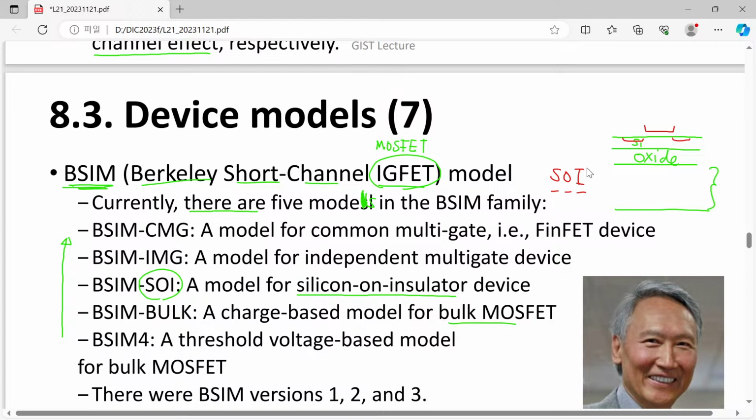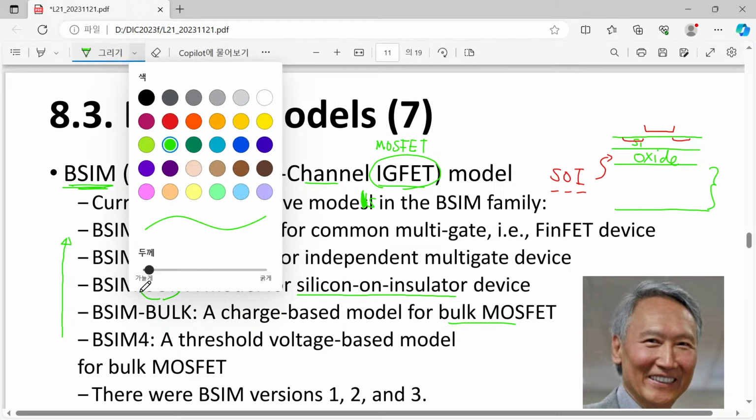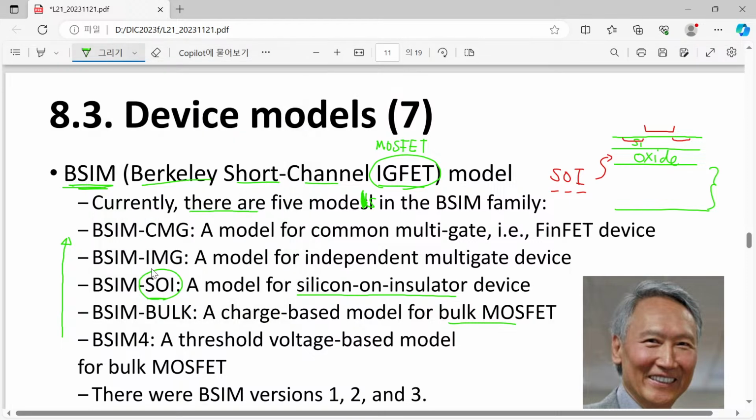The main advantages of this kind of device are that now we don't have any substrate, so the substrate does not play any role as a leakage source. And also we can improve the subthreshold slope because we have no bulk capacitance. Well, anyway, this is a special flavor for our SOI device. And here we have IMG. This is independent multi-gate devices.